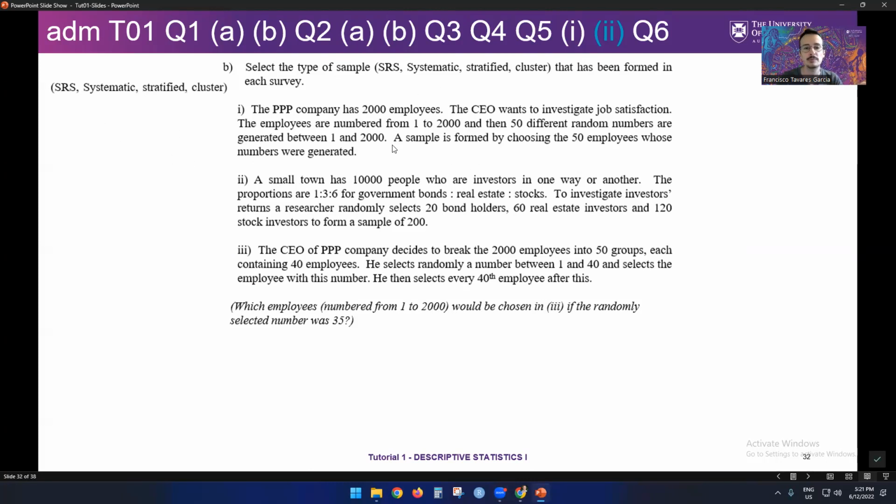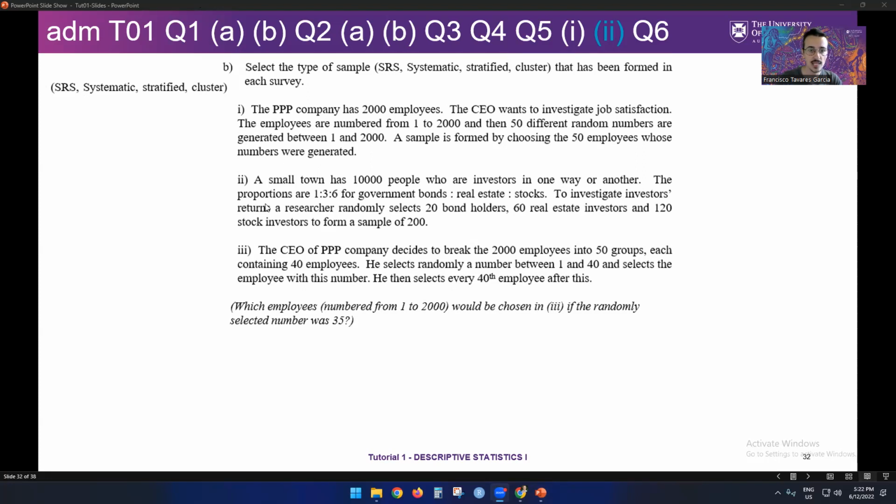So let's go. The PPP company has 2,000 employees. The CEO wants to investigate job satisfaction. The employees are numbered from 1 to 2,000, and then 50 different random numbers are generated between 1 and 2,000. So everybody got a number, and we run a random generator on the computer. A sample is formed by choosing the 50 employees whose numbers were generated. I saw a chat, Harry, amazing. Yes, simple random sampling for the first one. Basically, everybody got a number and then we got the random draw.